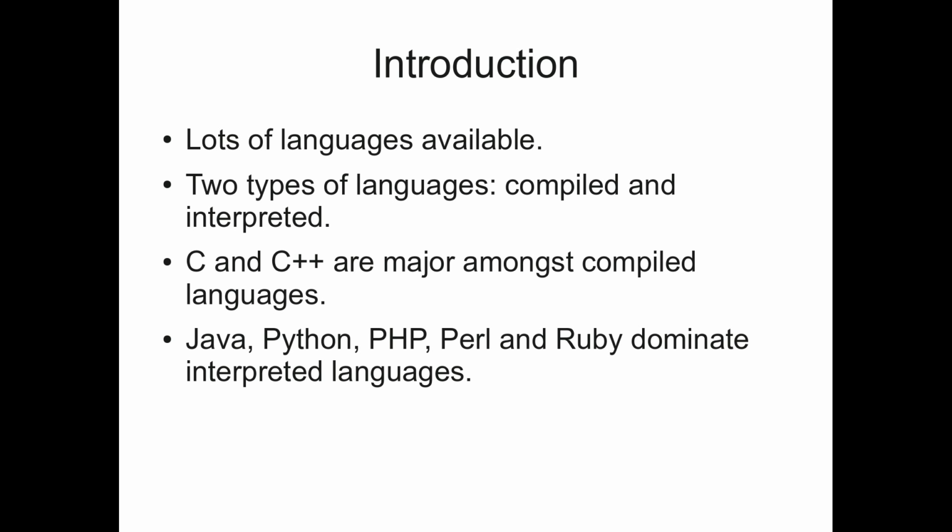You can categorize languages in two types related to their execution. One is the compiled type and the second is interpreted type. Now, the major languages in the compiled part are C and C++. C and C++ dominate the compiled portion. Hardly any other compiled language is ever used in a major real life application. On the interpreted side, Java, Python, PHP, Perl, Ruby, they dominate the market.